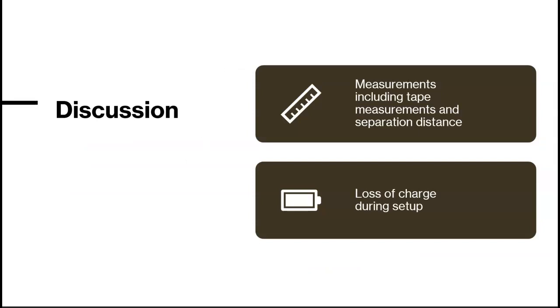This experiment saw a lot of handling of tapes, which could have led to a lot of errors. So the potential sources of error in this experiment could have been the measurements taken about the tape, including the tape measurement and the separation distance, along with the loss of charge during setup.